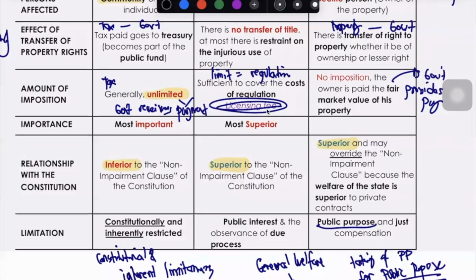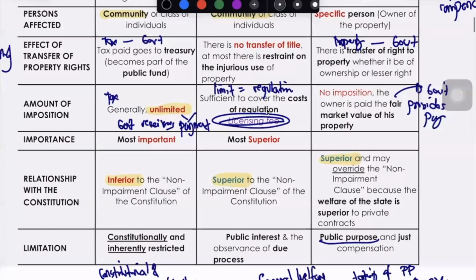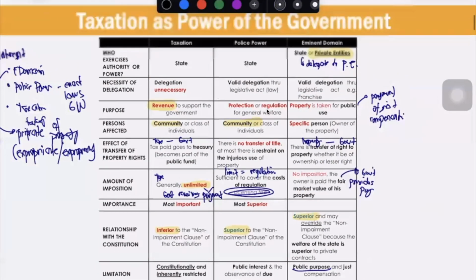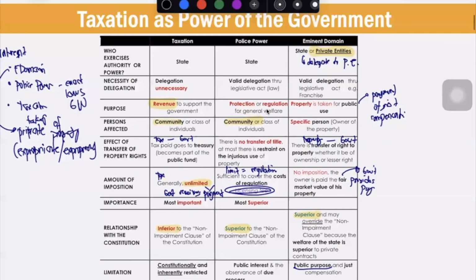So the limitation of taxation is constitutional and inherent limitation. For police power, it is general welfare, that is the public interest. For eminent domain, it is the public purpose or the use of the property. So these are the differences as to the powers of the government. We just expounded on taxation as a power of the government.